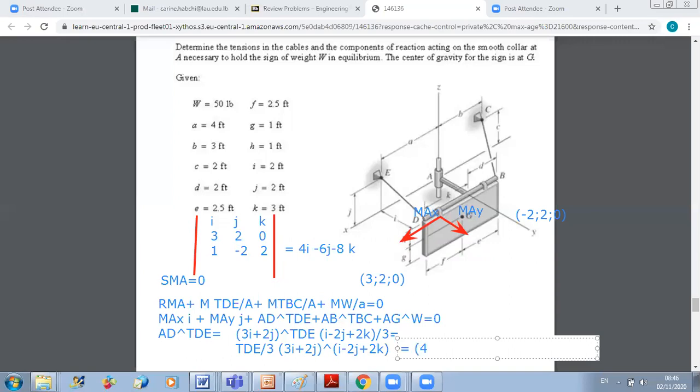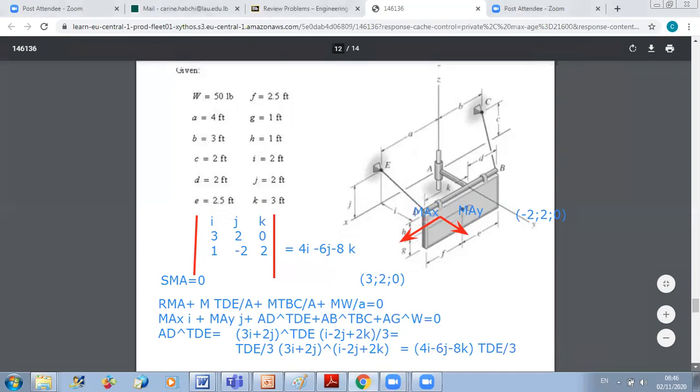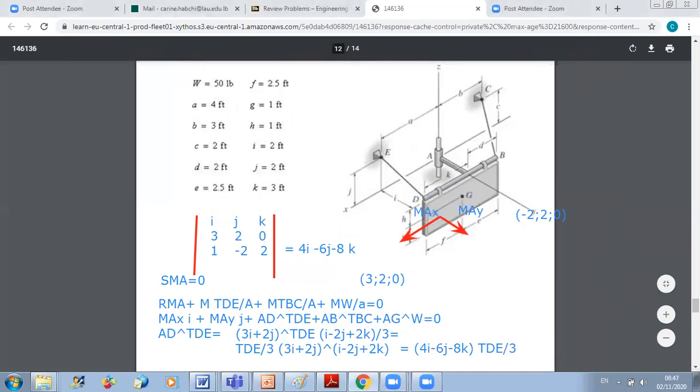Okay? So now I can write that AD vectorial TDE is equal to (4i minus 6j minus 8k) times TDE over 3. Okay, now I am done with AD vectorial TDE. I will continue and do the same for the remaining terms. I will do AB vectorial TBC and AG vectorial W. When I do this, I will end up with 3 new equations. Okay, so let us continue.